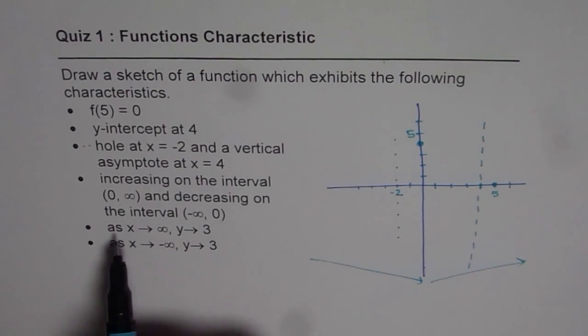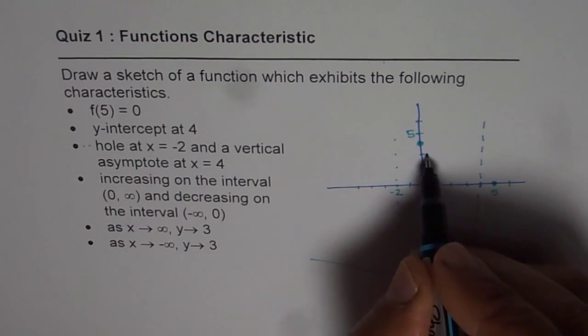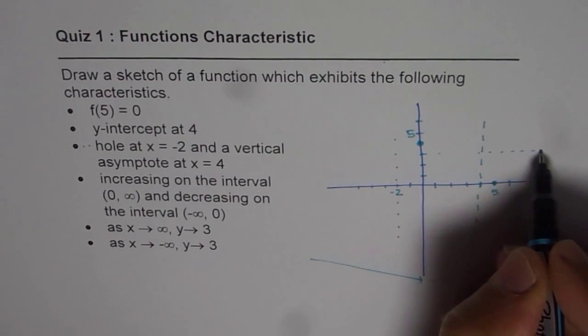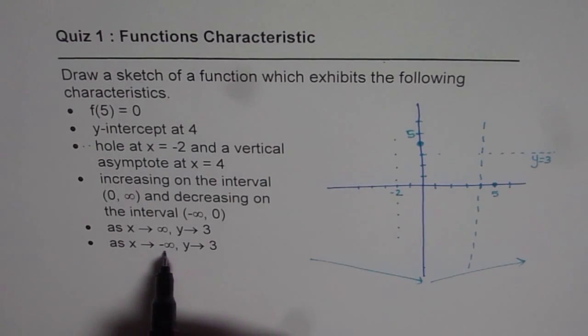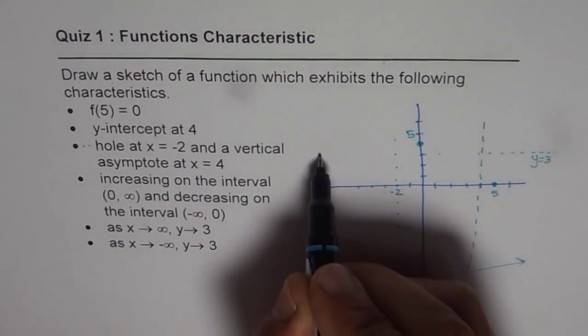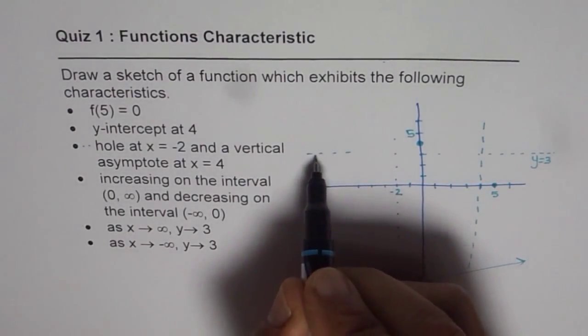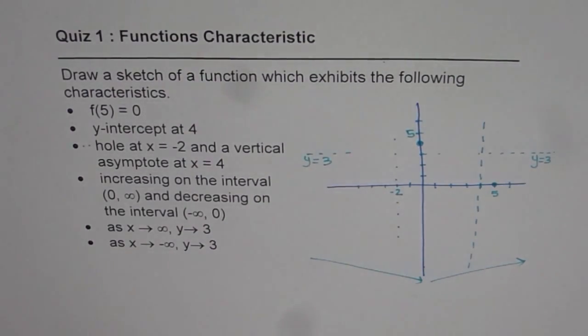And then we have as x approaches infinity, y approaches 3. So 1, 2, 3. So that becomes a horizontal asymptote, correct? So this is y equals 3. As x approaches minus infinity, y approaches 3. So also for minus infinity it is 3. So there we go, right? So that is a horizontal asymptote, which is y equals 3. So these are all the conditions given to us. Knowing all these conditions, we have to sketch a graph.